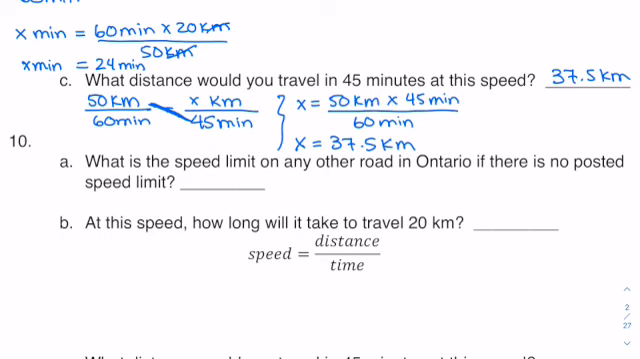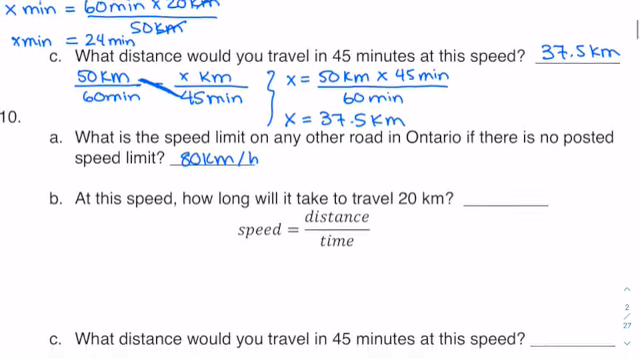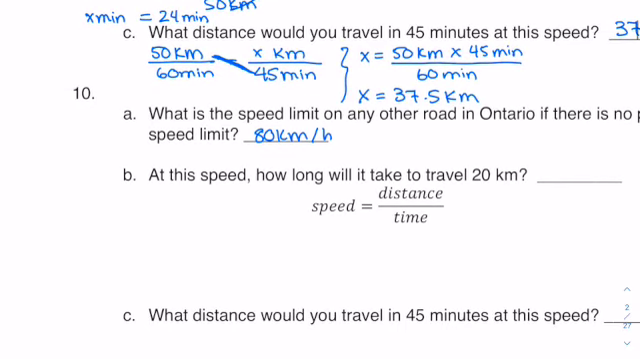All right, 10A, what is the speed limit on any other road in Ontario if there's no posted limit? And that is 80 kilometers an hour. And then the same questions, how much time will it take to travel 20 kilometers? So we'll do the same thing.